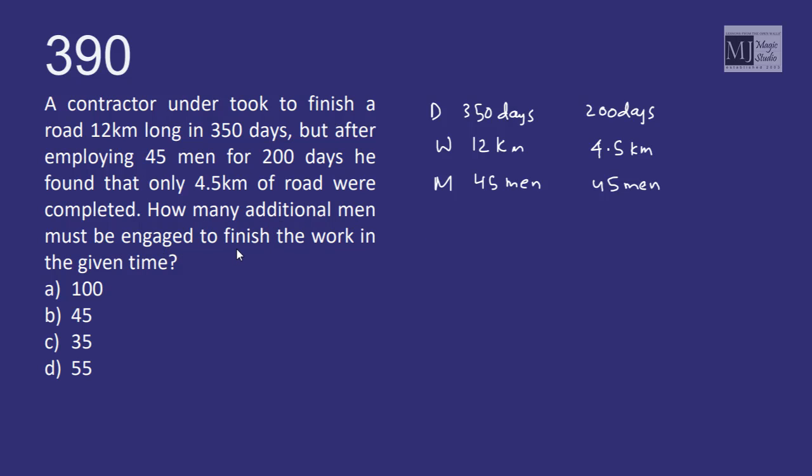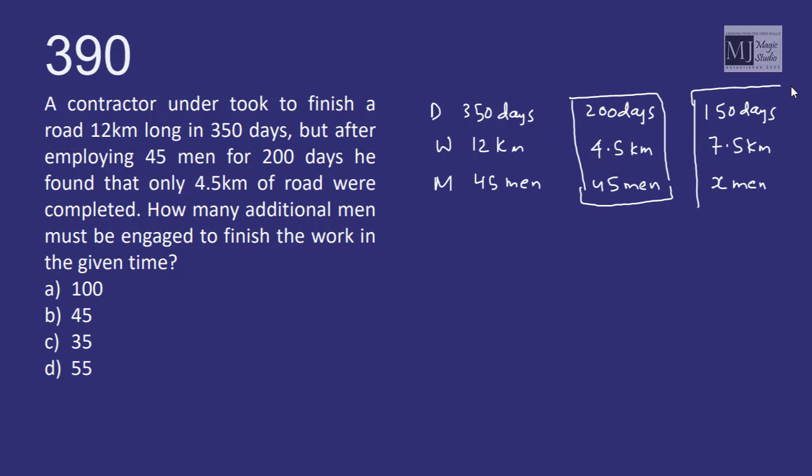How many additional men must be engaged to finish the work in the given time? That means we need to find how many men would be required to finish. The remaining work is 12 minus 4.5, that is 7.5 kilometer, and the remaining time available with us is 350 minus 200, that is 150 days. Based on the efficiency of these people who have worked for 200 days, we need to identify how many people now can complete the remaining work in 150 days.